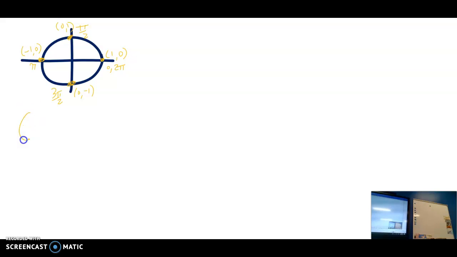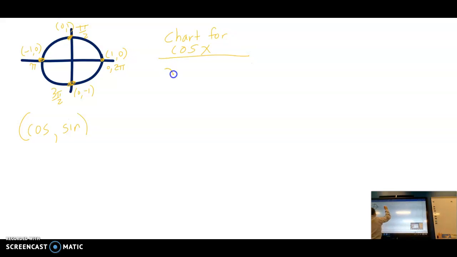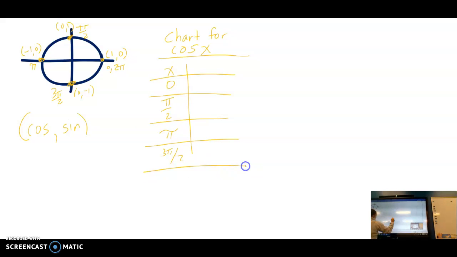And so when you're taking a look at a coordinate, the first value represents your cosine value, and then the second value represents sine. And so there are 5 basic values of the unit circle that you need to make sure you know. So I'm going to put these into a chart so you have them. So the chart for cosine of theta, or cosine of x, is as follows. So our x values are going to be 0, pi over 2, pi, 3 pi over 2, and 2 pi.